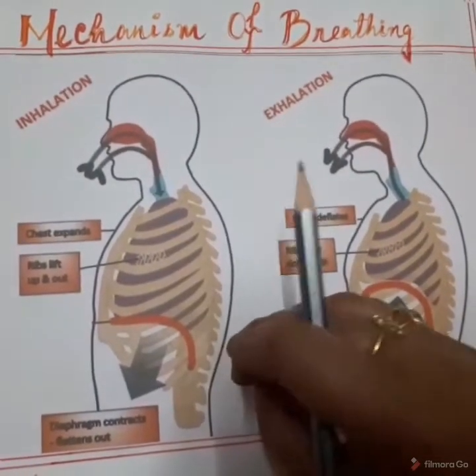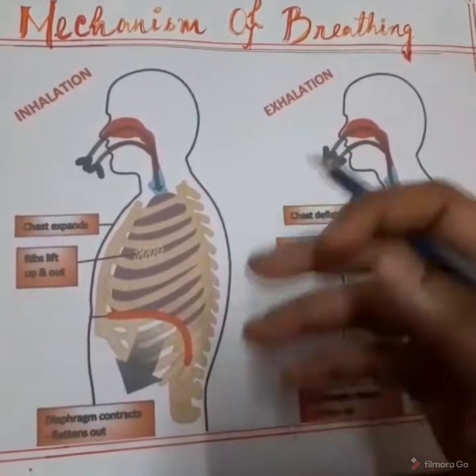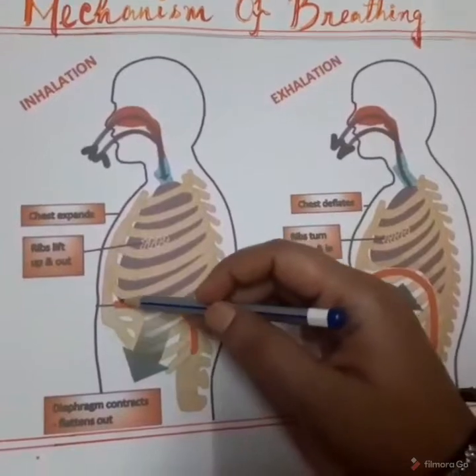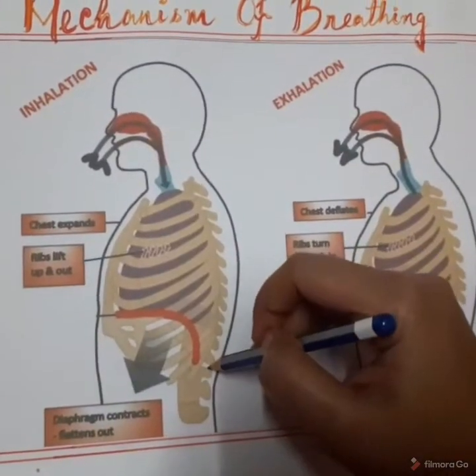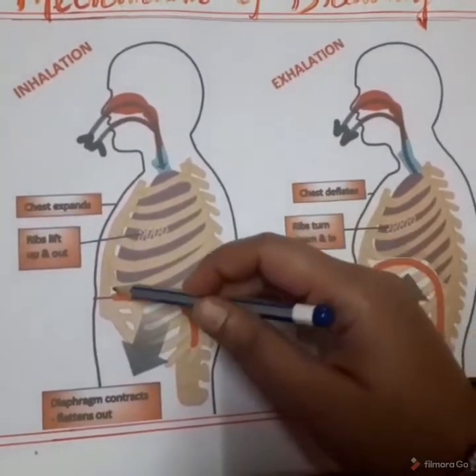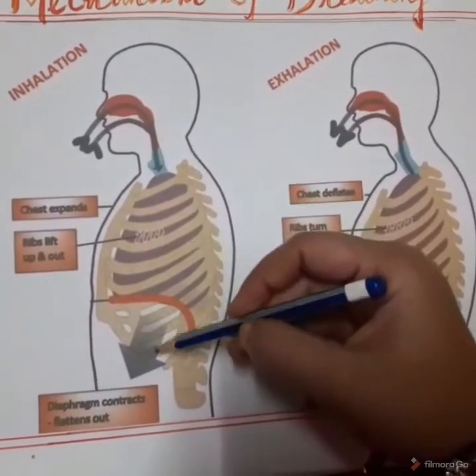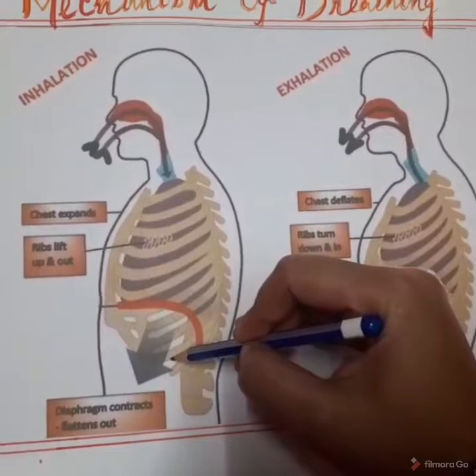The process of breathing, whether inhalation or exhalation, is controlled by the movement of the diaphragm. You know that the diaphragm is an organ of the breathing system, and as you can see here, the diaphragm is a muscular sheet that lies between the chest cavity and the abdomen. So what happens during inhalation?